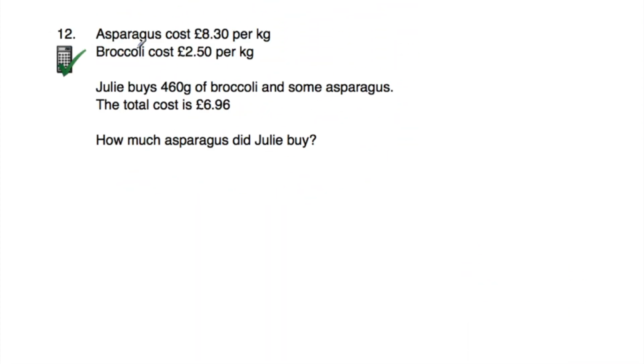Okay, question number 12 says, asparagus costs £8.30 per kilogram and broccoli costs £2.50 per kilogram. And Julie buys 460 grams of broccoli and some asparagus, and the total cost is £6.96. How much asparagus did Julie buy?